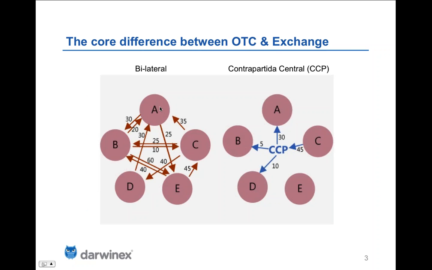So on the left-hand side, what we've got is a stylized description of a bilateral over-the-counter market with, say, 5 participants. And the key insight here is to see that everybody is trading bilaterally with each other. So there are as many relationships as pairs of counterparties interacting with each other.